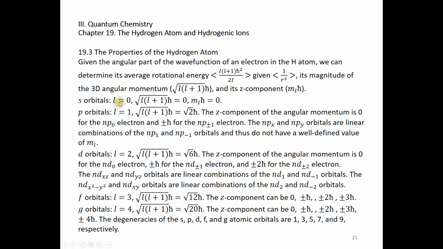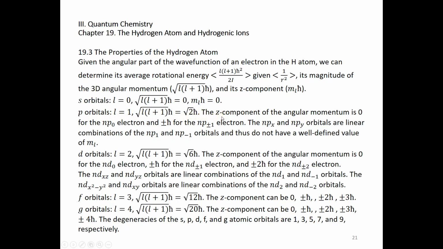For the s orbital, L is 0. Therefore, the magnitude of the 3-dimensional angular momentum is the square root of 0 times 1 and then times h bar, which is 0. M sub L is 0. Therefore, this is just 0. If you have a p orbital, L is 1. Therefore, the magnitude of the 3-dimensional angular momentum is square root of 2 times h bar.